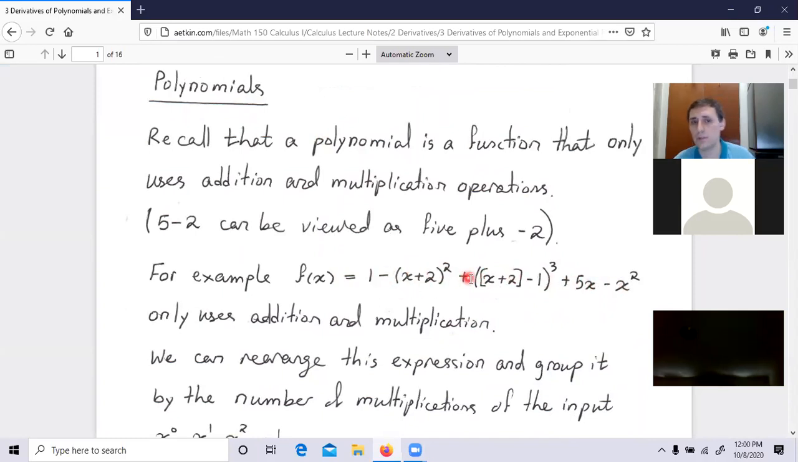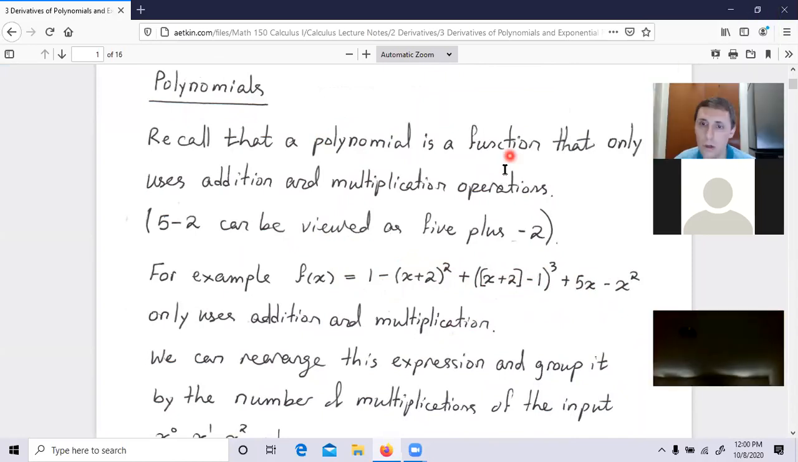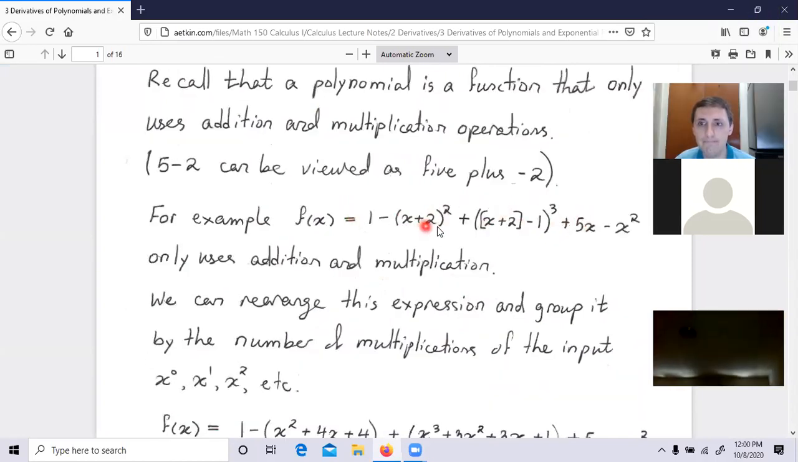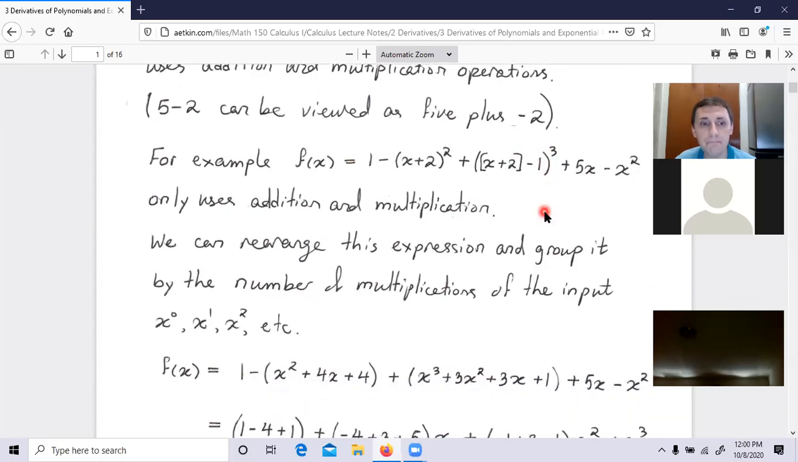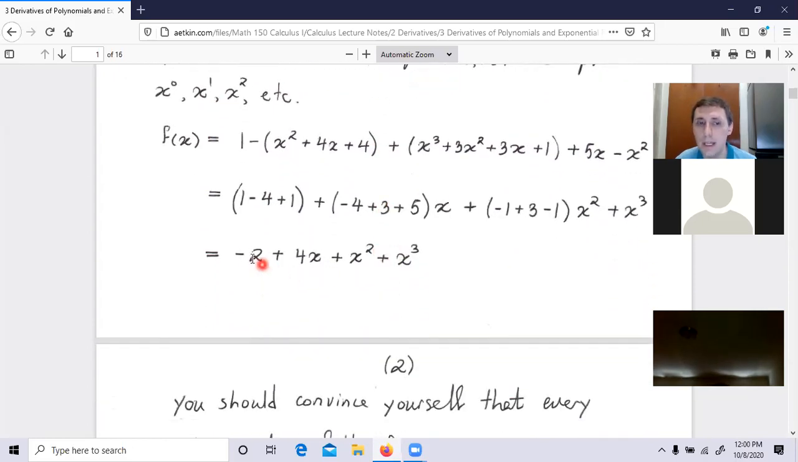You see, I do all sorts of additions, all sorts of multiplications. When you see subtraction, you imagine addition by a negative number. You are adding a negative number, okay? So we have this function here. And then I can rearrange it and make it pretty. I can present my polynomial in terms of the number of times the input x was used. How many times did I multiply by the input x? So when I simplify it and group things, I see -2 times x to the 0. x was not used here. Plus 4 times x to the 1 plus 1 times x squared plus 1 times x cubed.